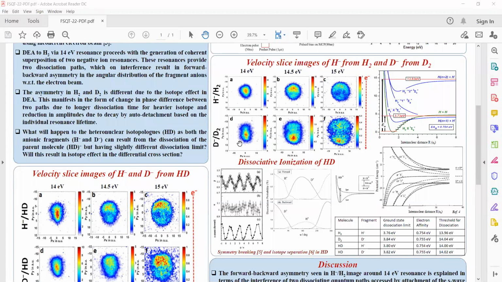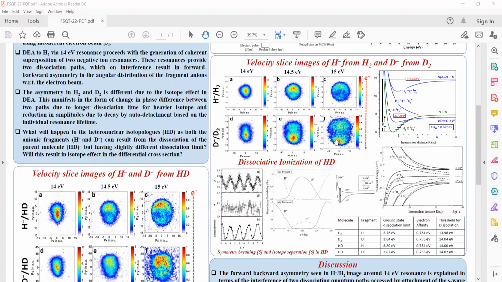Now coming to the velocity slice images of D minus from D2. Here, for 14 eV incident electron energy, the forward ion intensity is more in comparison to the backward ion intensity, and with increase in the incident electron energy, this trend is changing. That means at 14.5 eV, the forward and backward intensities are more or less the same, and for 15 eV, the backward intensity is more in comparison to the forward ion intensity. What is the reason behind it?